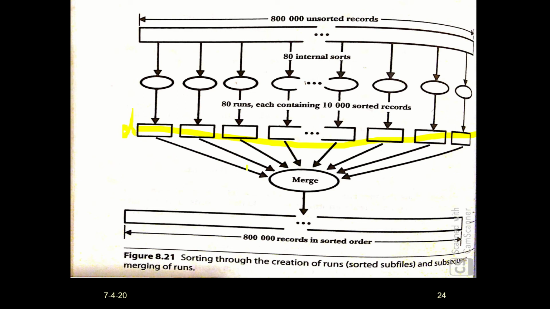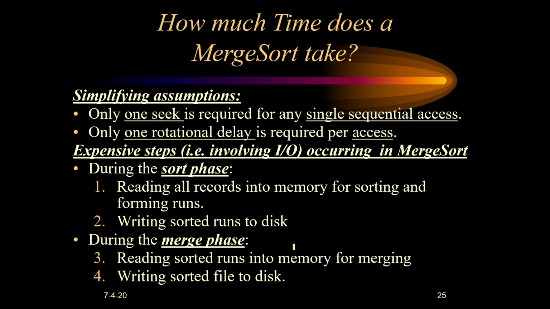Now we do merge sort by reading again from the disk the sorted subfiles, or the runs, and they are given for merging. When we do the merging, the sorted runs are written into my disk, and we get the 800,000 records in sorted order. So this is how my algorithm works. We'll see it step by step.